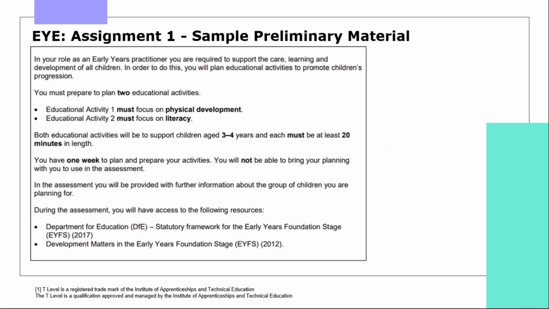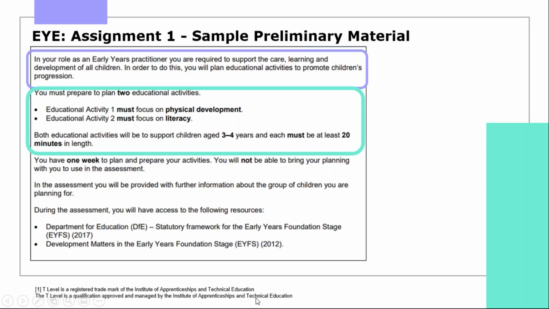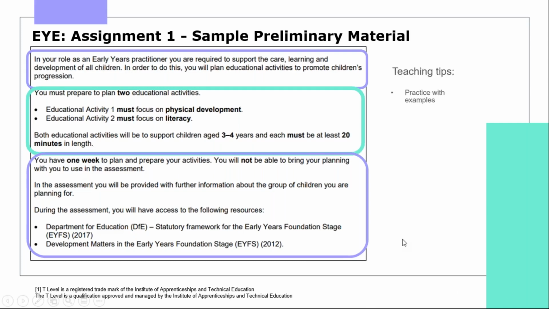So this first slide shows the sample preliminary material, and in this example, the first section explains the scenario and the type of educational activities the students are going to need to prepare. The second piece of information provides more detail regarding the ages of the children and the length of the activities that the students must prepare. And then the final section explains how long they have to prepare and what further information they will be provided with, along with the resources they will have access to during this assessment. And this sample was created before the EYFS update, so future assessments will include the most recent versions.